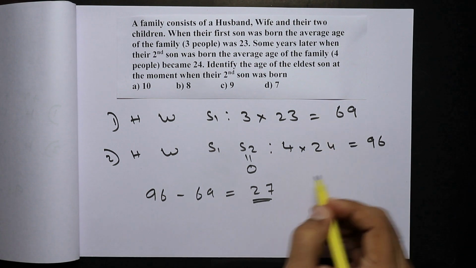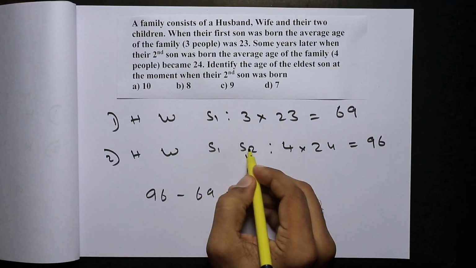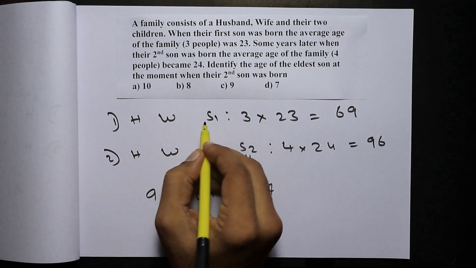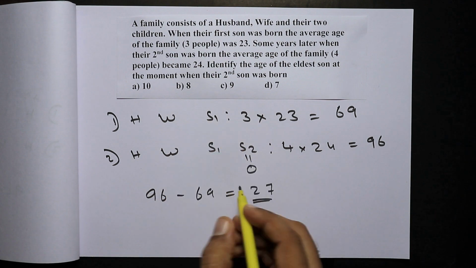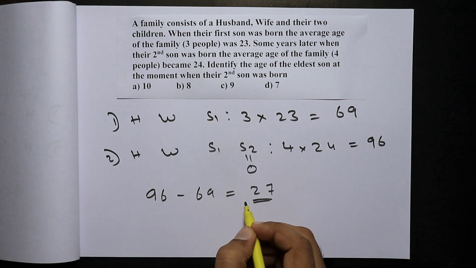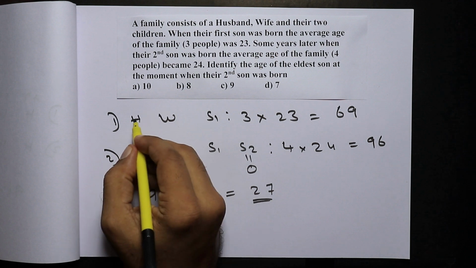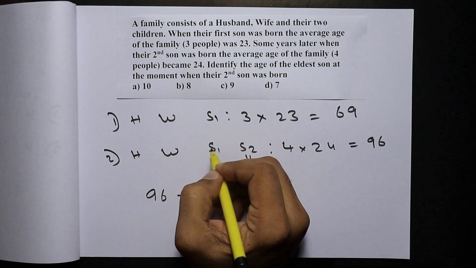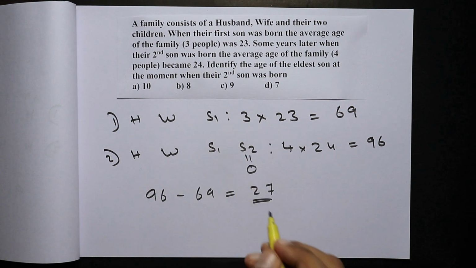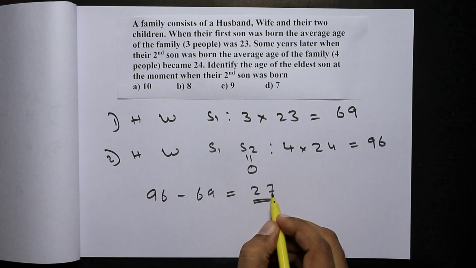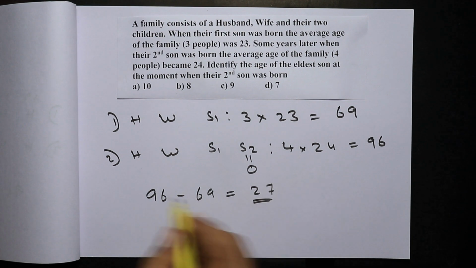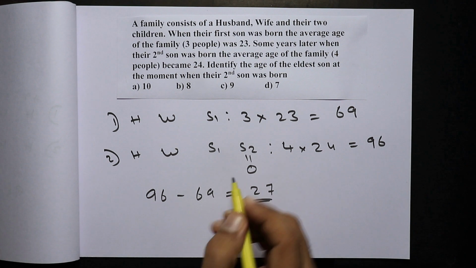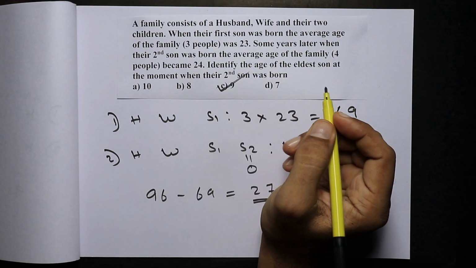So how did the sum increase by 27? S2 is actually equal to 0. So all these three people, husband, wife and the first son, should be 9 years older. So from here to here, husband will be 9 years older, wife will be 9 years older, and son 1 also will be 9 years older. So 9 plus 9 plus 9, the total sum will increase by 27. So when the second son was born, first son should be 9 years old. Hence option C, 9 is the right answer.